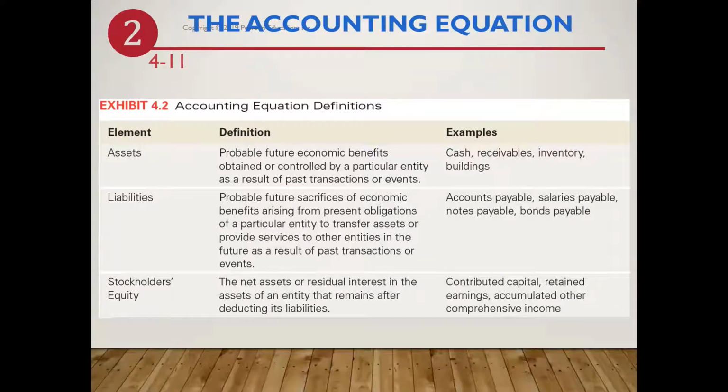Here you see in Exhibit 4.2, it defines the main elements that appear in the accounting equation. Also, in this exhibit, it presents the U.S. GAAP definitions from FASB Concept Statement Number 6, which is the Elements of Financial Statements.